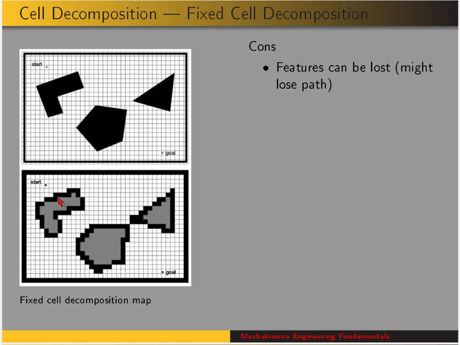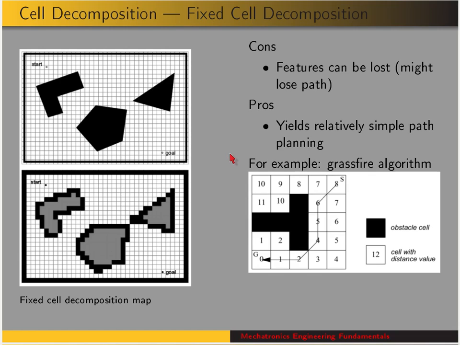So one bad thing about this approach is that features can be lost due to the granularity. For example, you see this opening here in the map is lost whenever we perform cell decomposition, at least with this size cell. On the plus side, this yields relatively simple path planning.